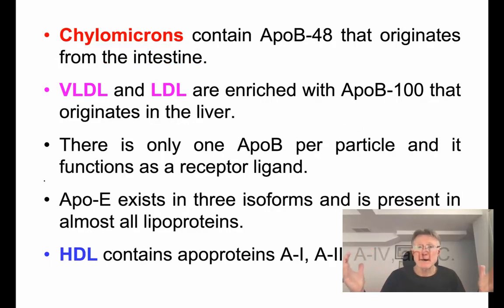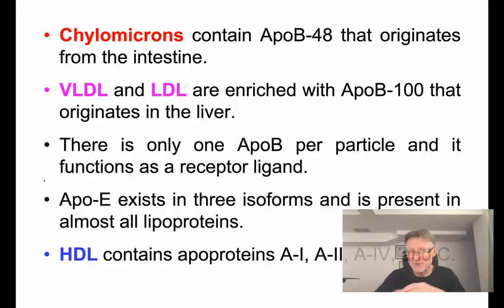So we have 4 lipoproteins we are going to discuss. Chylomicrons contain ApoB48, and they originate from the intestine. ApoB48 is the apoprotein that is sitting on top of chylomicrons. VLDL and LDL have ApoB100, and they come from the liver. There is only one ApoB per particle, and it functions as a receptor ligand, as we mentioned before. There is also ApoE, which has 3 different isoforms and is present in almost all lipoproteins. And HDL contains apoproteins A1, A2, A4, and C.